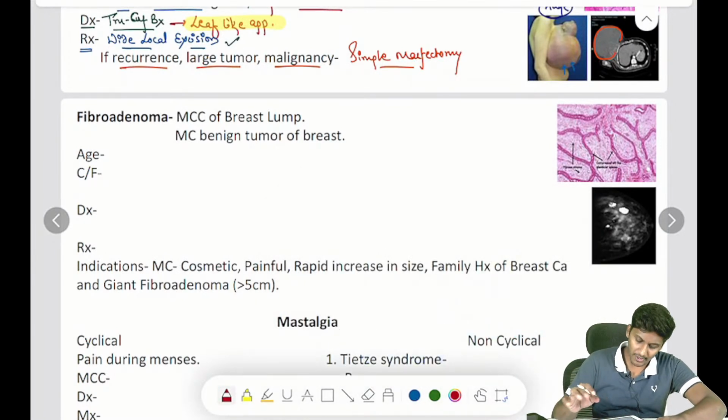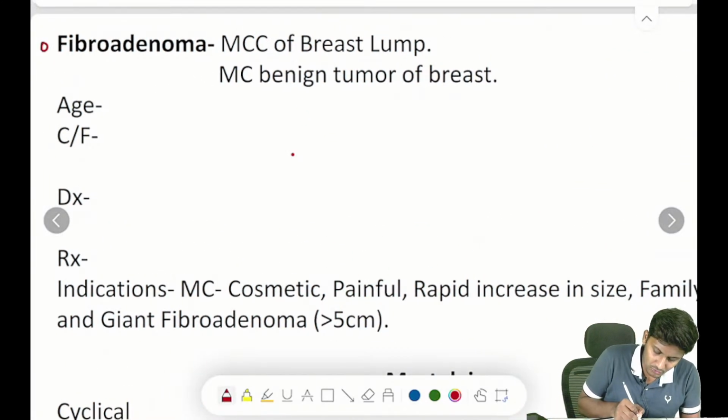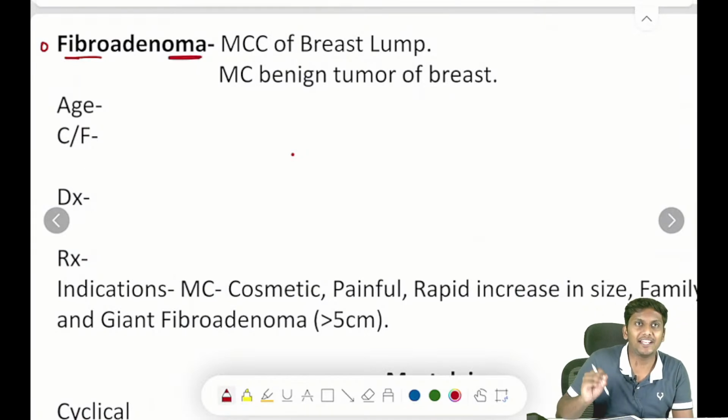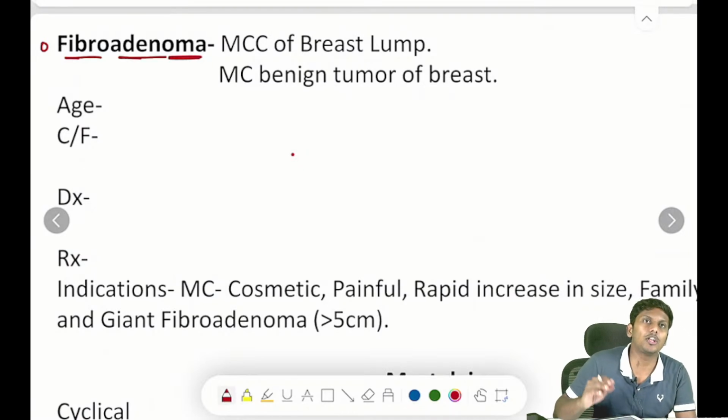I hope all of you are quite aware of fibroadenoma, what it is. If I talk about fibroadenoma of breast, please remember, first of all, oma. Oma means it is definitely a benign tumor. Adenoma means a benign tumor which arises from the columnar epithelium.